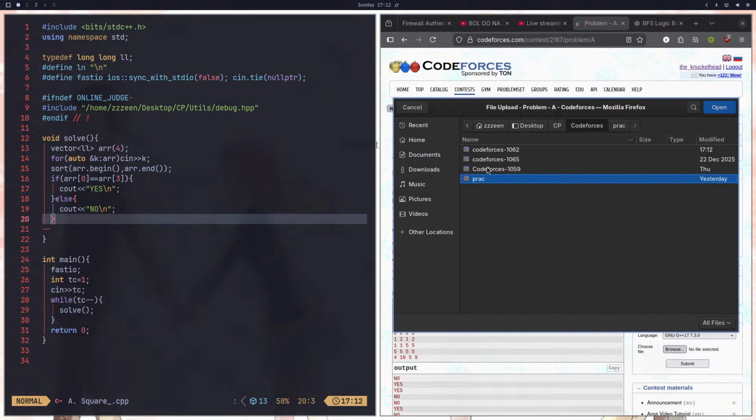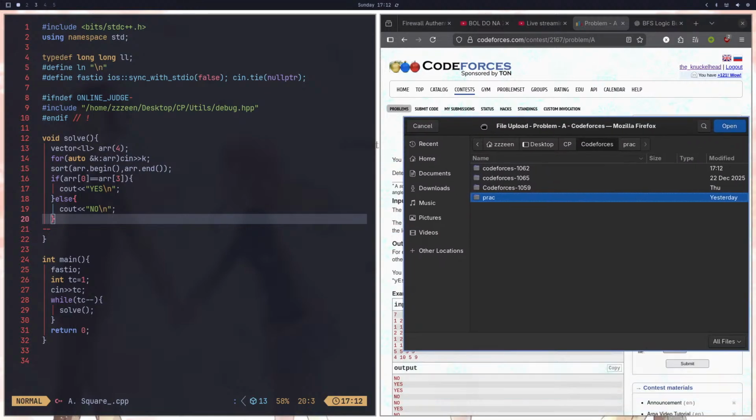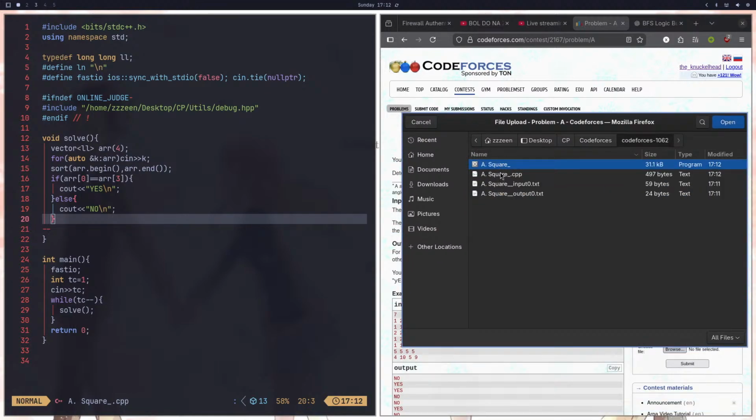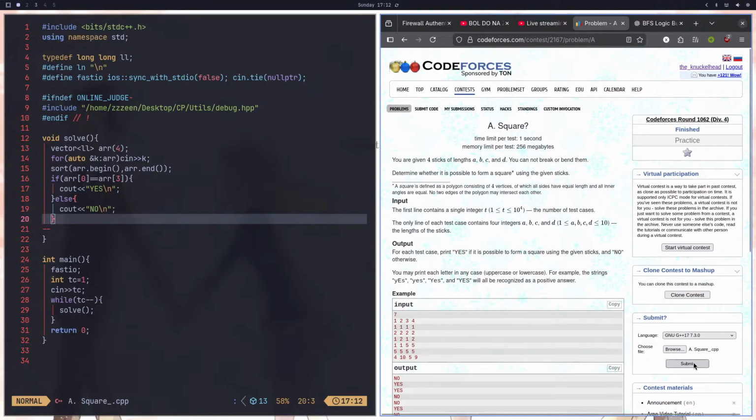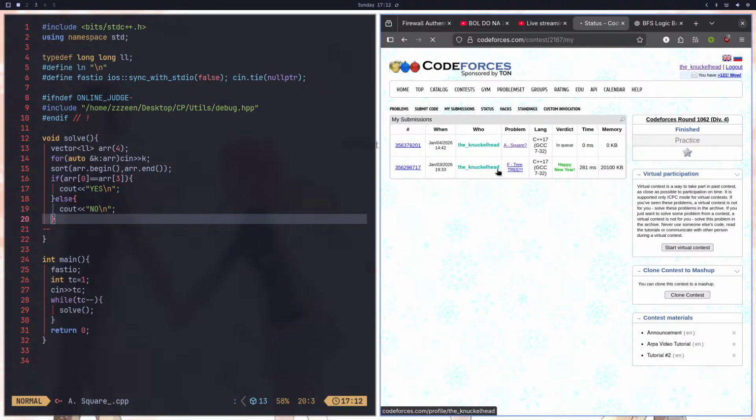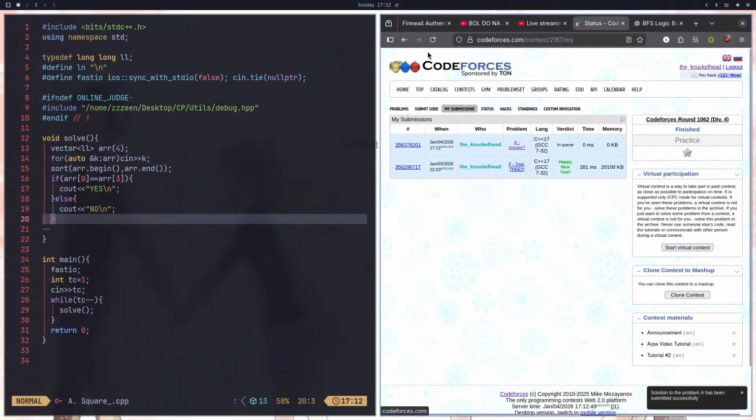Codeforces. What is this? What is this? 1062, square.cpp, submit. Submitted successfully. Okay.